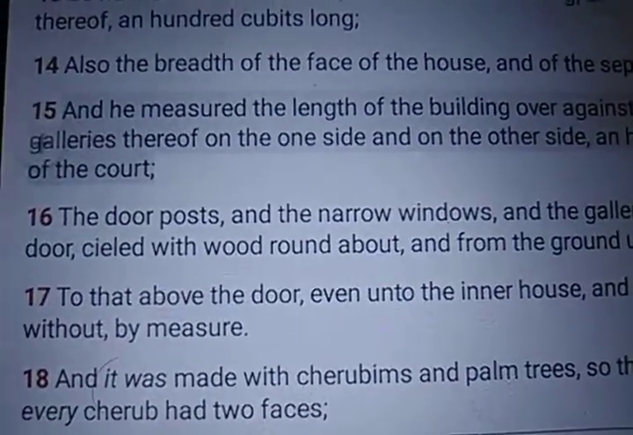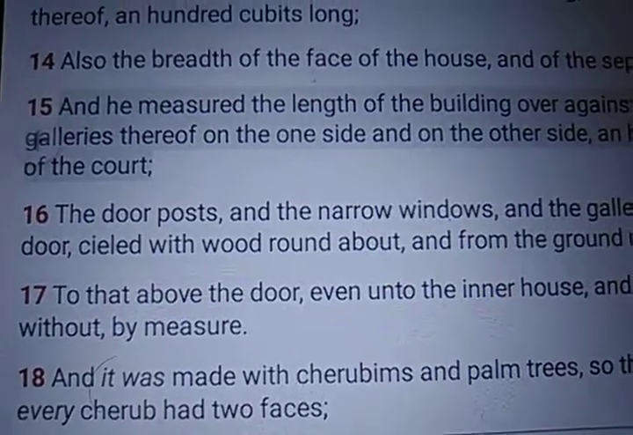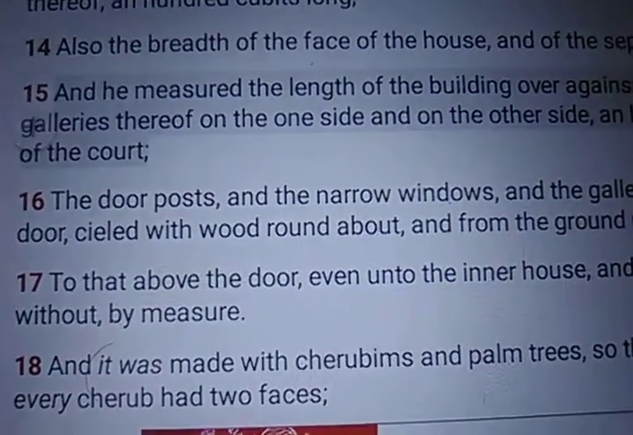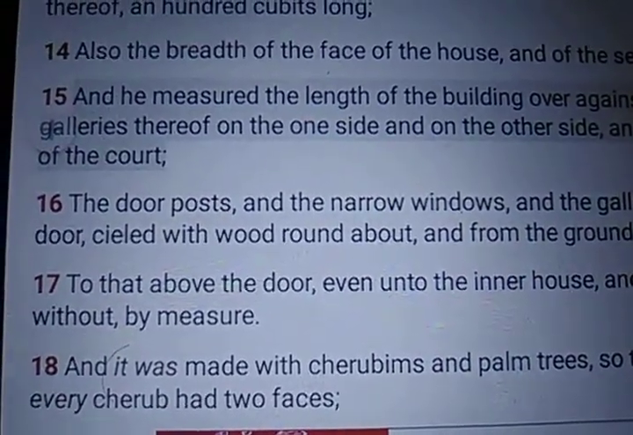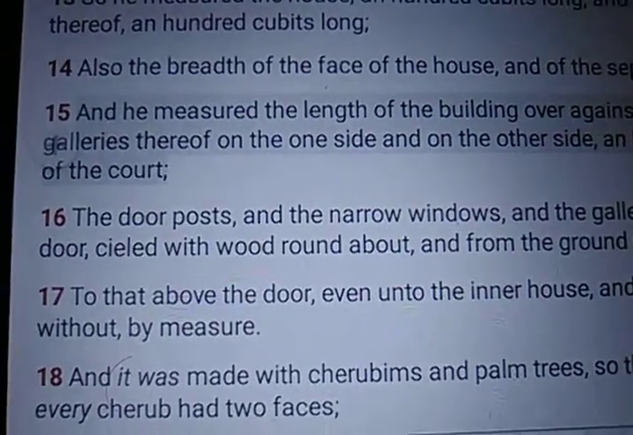And he measured the length of the building over against the separate place which was behind it, and the galleries thereof on the one side and on the other side, 100 cubits, with the inner temple, and the porches of the court.